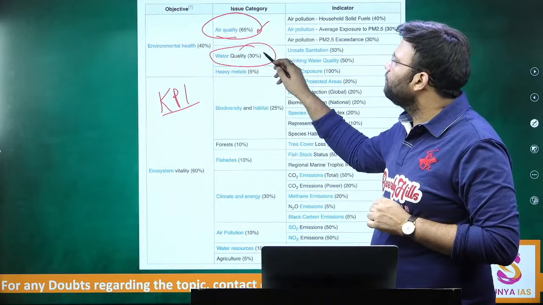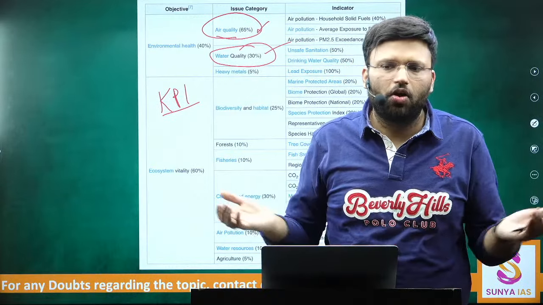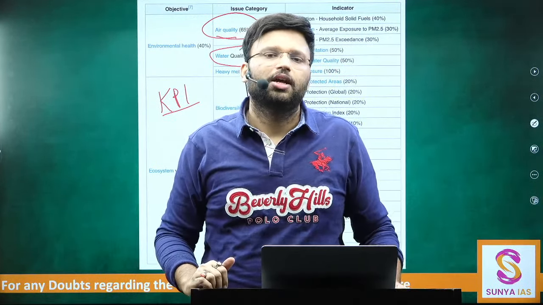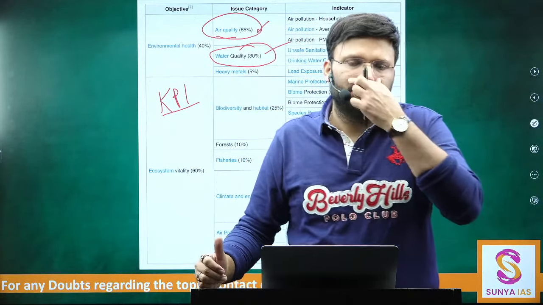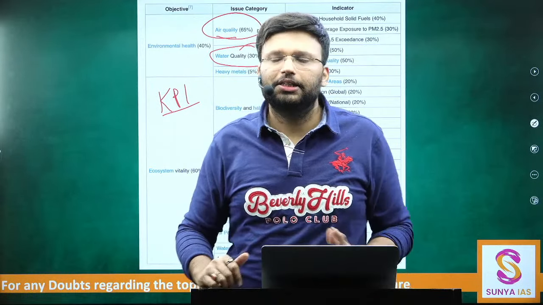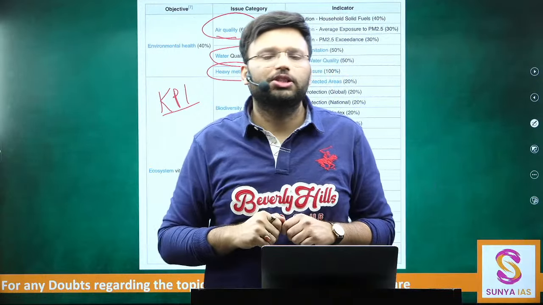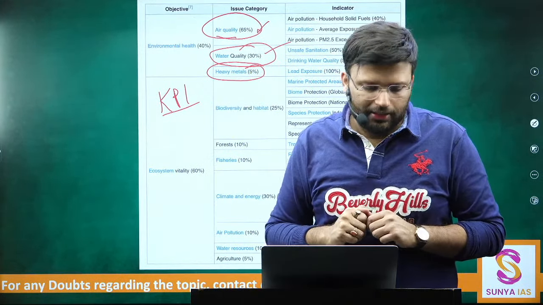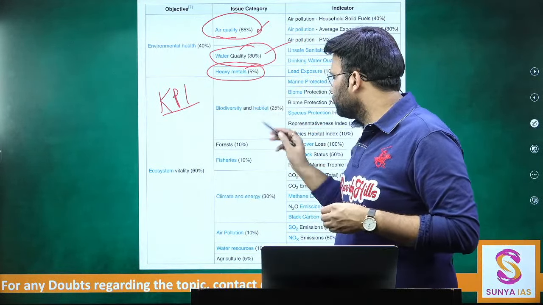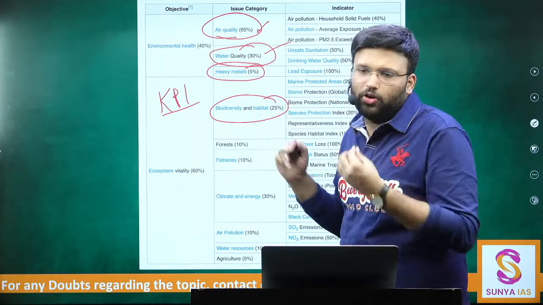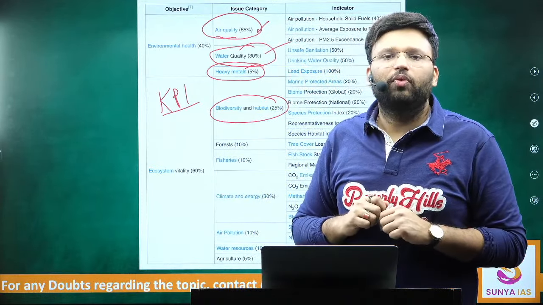Water quality. For water quality, we are seeing how there is surface water runoff, how industries are discharging pollutants, how groundwater is being polluted through the leaching of chemicals, right? These are the causes of water quality issues. Heavy metals: how certain industries are releasing different kinds of chemicals into the environment, and that is leading to heavy metal issues.